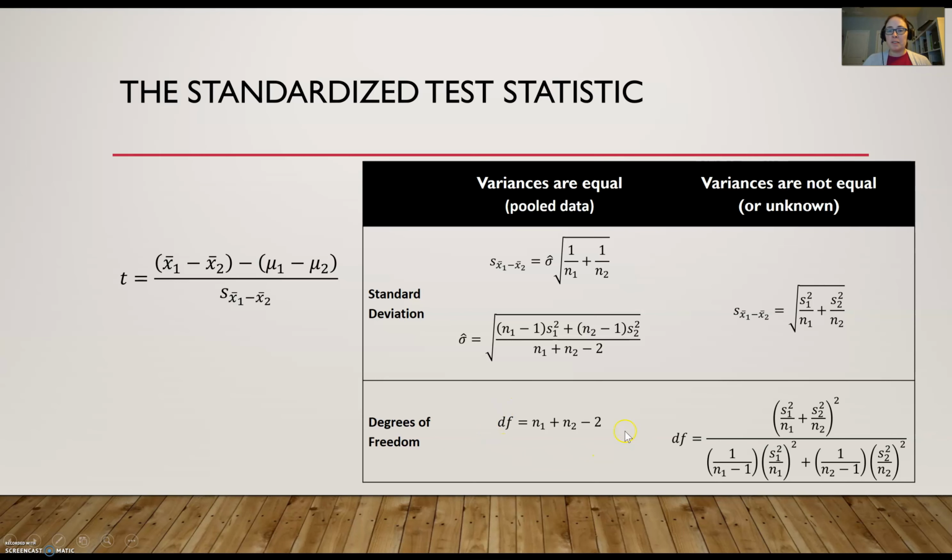Degrees of freedom, if the variances are equal, is a pretty simple formula, just adding the sample sizes and subtracting 2. More commonly, though, the variances are not going to be equal, or you're just not going to know. And so in that case, we're going to use this formula for our standard deviation, a little bit simpler than the other, and then this monstrous thing for degrees of freedom. Again, if you're using a graphing calculator, you don't need these formulas. You only need them if you're going to be doing this in Excel.